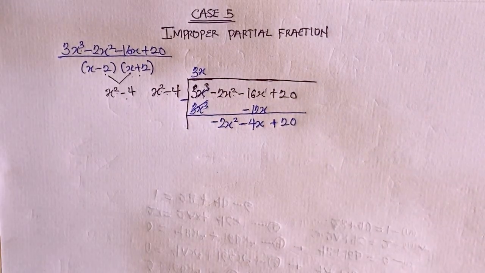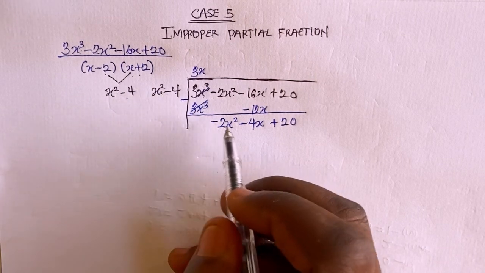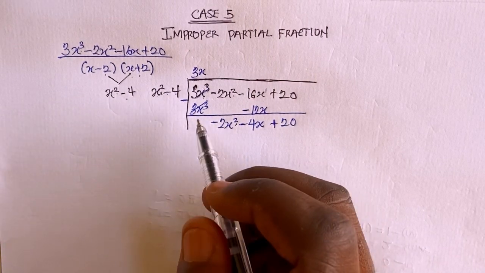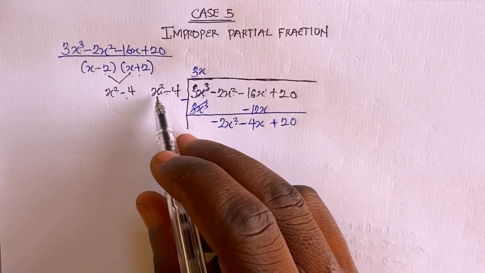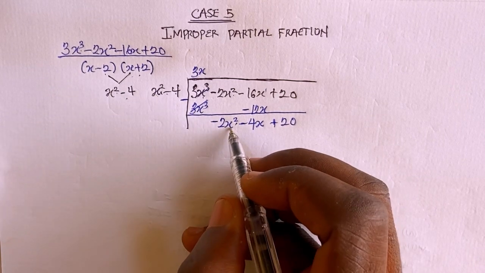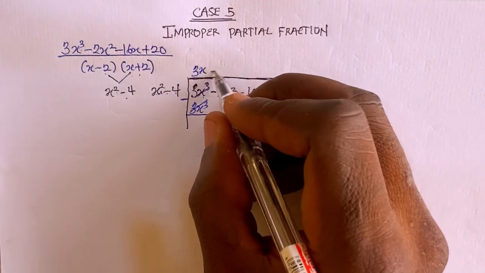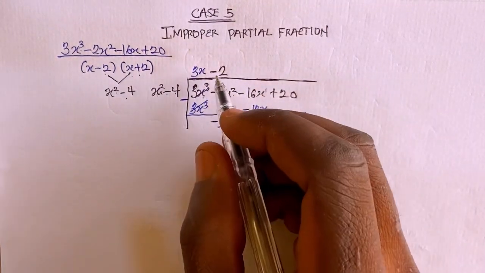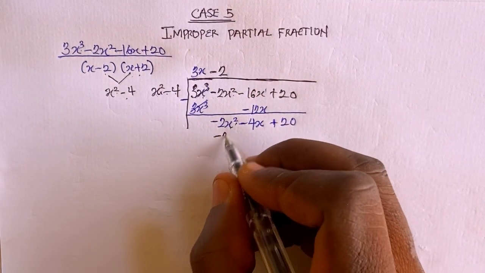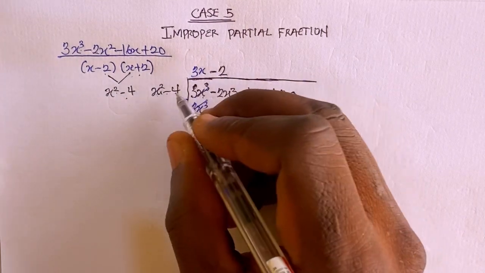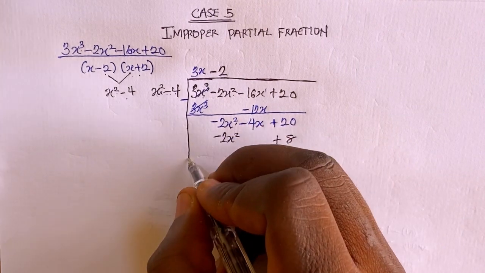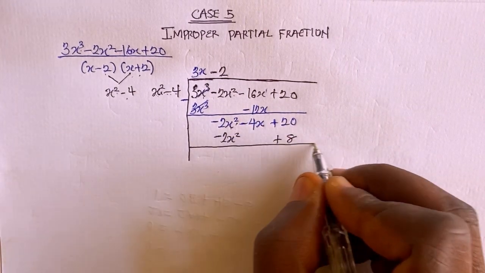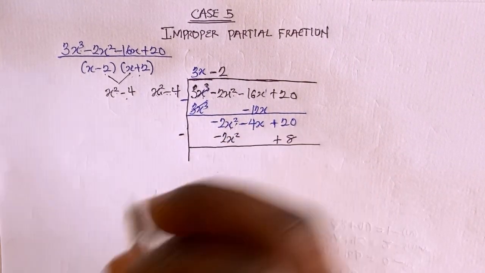Then after that, since the power of x here and also x here are still the same, that means I can still go ahead and divide, right? So if I divide again, x squared divided by this, I'll be having what? Minus 2, right? So minus 2 multiplied by this, I'm going to have minus 2x squared. Then minus 2 multiplied by this, I'll have plus 8. Then what I'm going to do now is subtract again.